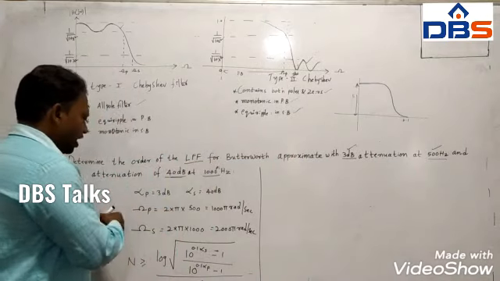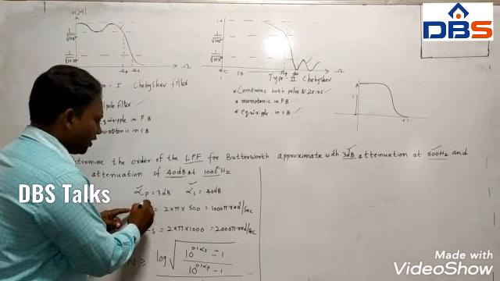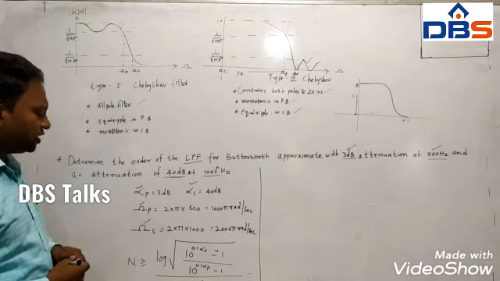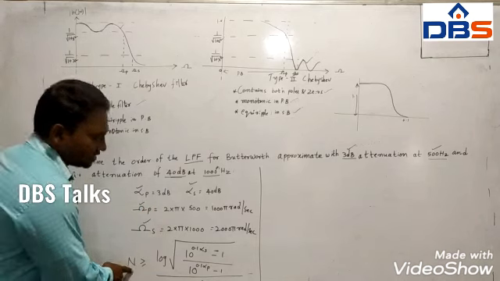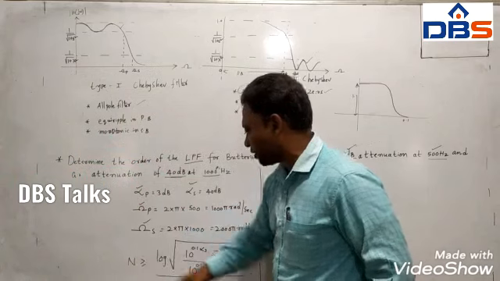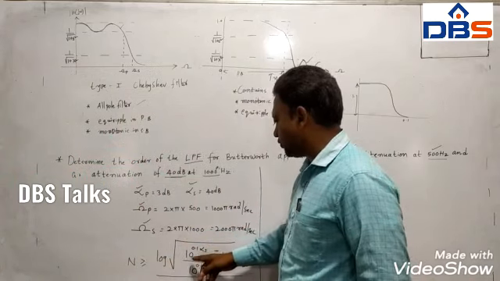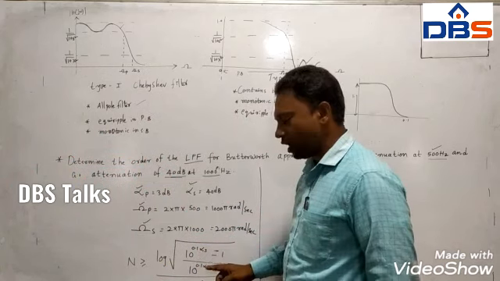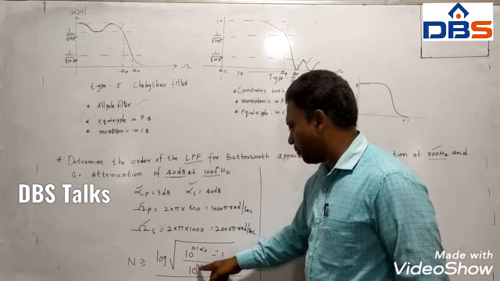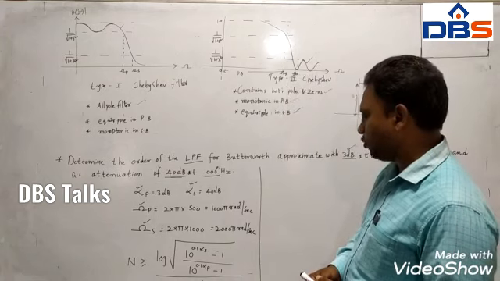So identify the pass band attenuation, stop band attenuation, pass band edge frequency, and stop band edge frequency. Once after identifying these, where n is the order of the given filter, if you want to calculate the order, n is greater than or equal to log of the square root of (10 power 0.1 alpha s minus 1) divided by (10 power 0.1 alpha p minus 1), divided by log omega s by omega p.